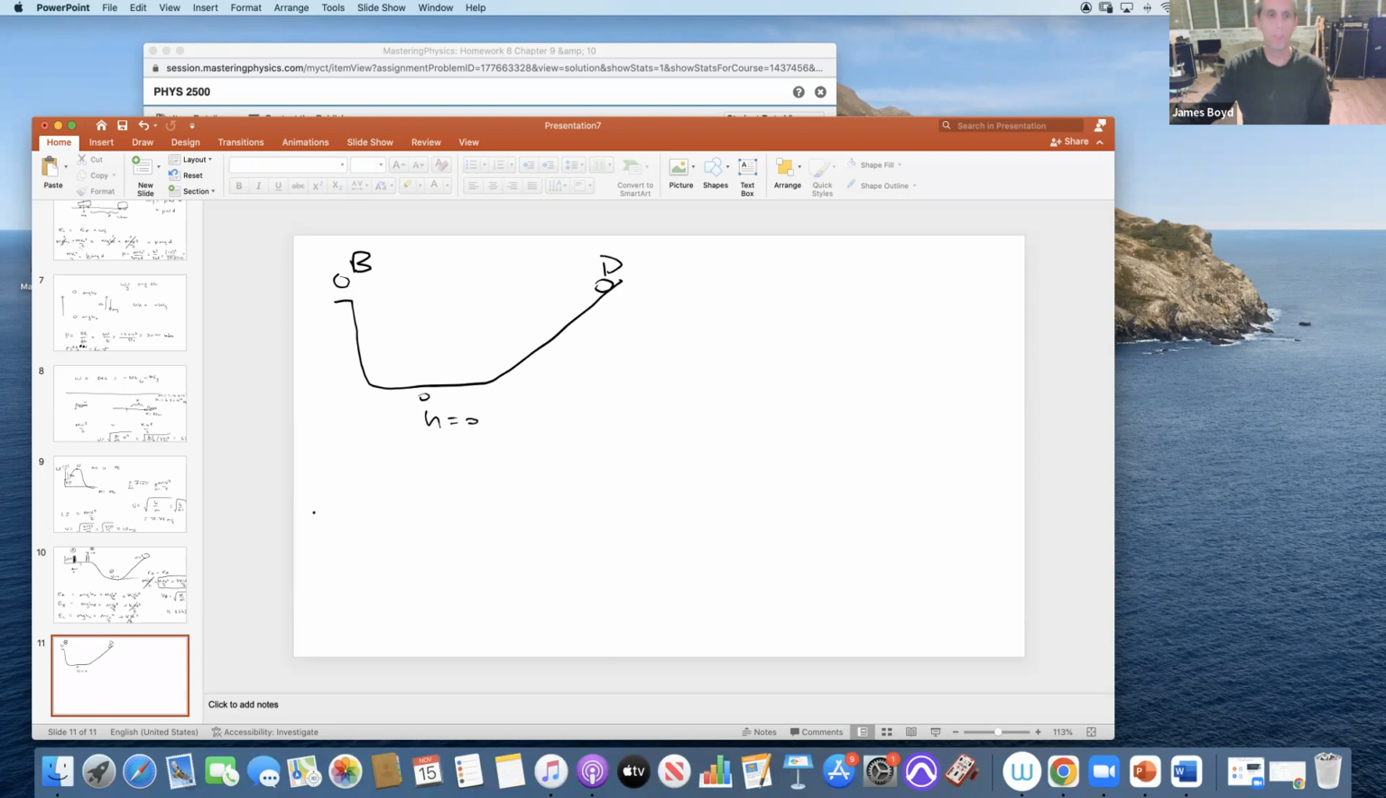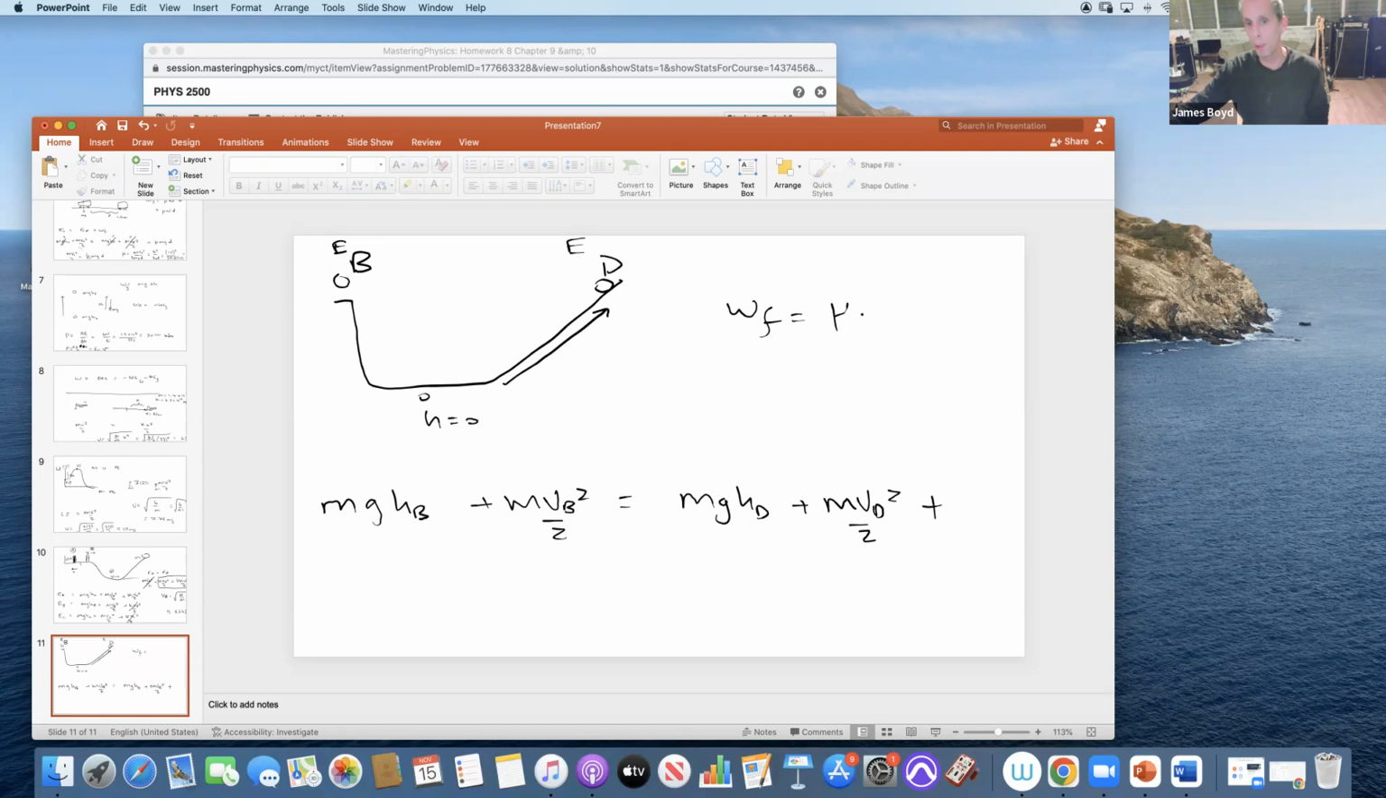H will be 0. So we have mgh_B plus mv_B squared over 2. That is the energy at B. And then we need the energy at D. Now the energy at D is going to be mgh_D plus mv_D squared over 2 plus there's friction. The work of friction is mu N times the height at D.